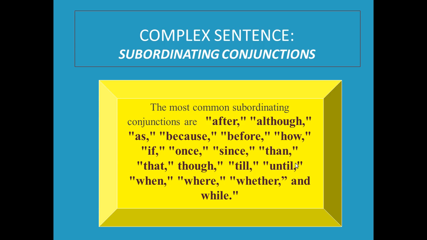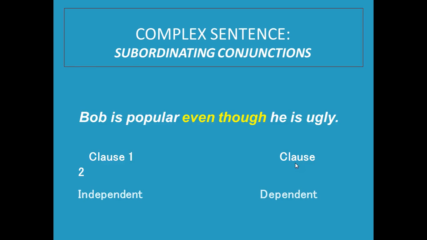Subordinating conjunctions. The most common subordinating conjunctions are after, although, as, because, before, how, if, once, since, then, that, though, till, until, when, with, whether, and while. Bob is popular even though he is ugly.